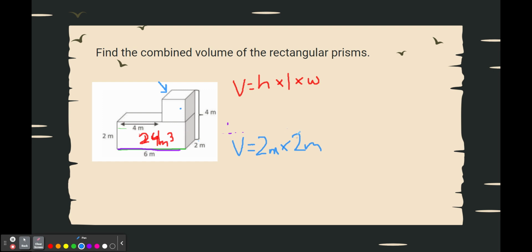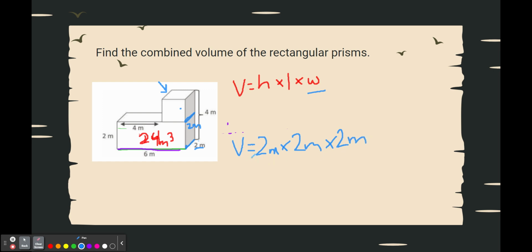Okay, so we found our height, we found our length. Now we need to find our width on our top rectangular prism. So let's see if we can find the width. Now the width is going to be this side right over here. Now we don't have a label on that side. However, if we look at this bottom rectangular prism, we know that this width is 2 meters, which means this side has to also be 2 meters, which means the width of our top rectangular prism is also 2 meters. So this is, in fact, a cube.